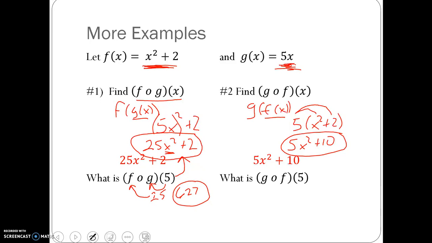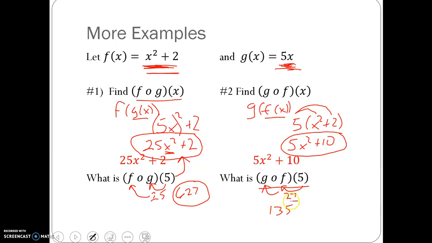Now, if I switch it around and look over here at g of f of 5, again, there are two ways I can do this. I can simply take the 5 and stick it into the f of x function first. I have 5 in for the x, which gives me 5 squared, which is 25, plus 2, which is 27. Then I would take the 27 and stick it into the g of x function, so I would have 5 times 27. Let's see, 5 times 25 would be 125, so this is going to be 135.